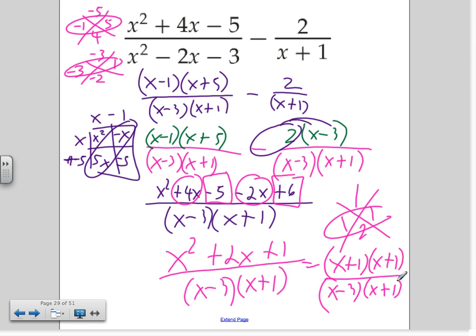Watch what happened. And this is the last part where you say, okay, now we can start canceling out the terms. Look, there's x plus 1, there's x plus 1. What do I have left? x plus 1 over x minus 3. And that completes the entire problem.